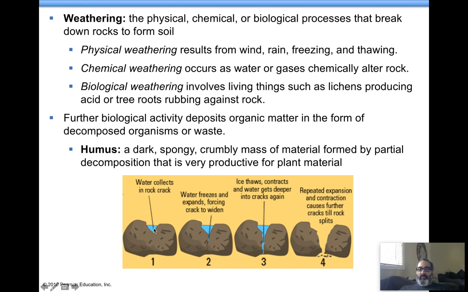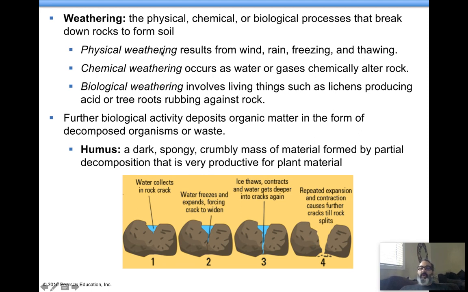Water gets stuck into a crack. It freezes. It forms a wedge. It keeps happening, and eventually it breaks the rock, a big boulder or big rock, a bigger piece of rock material, into smaller pieces. And then it happens again, and again. Wind, rain, freezing, thawing.